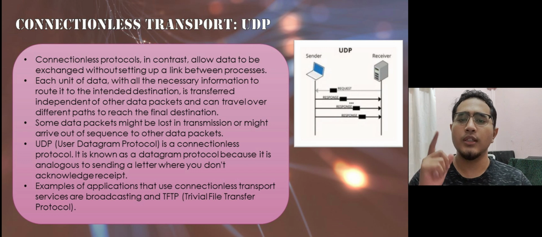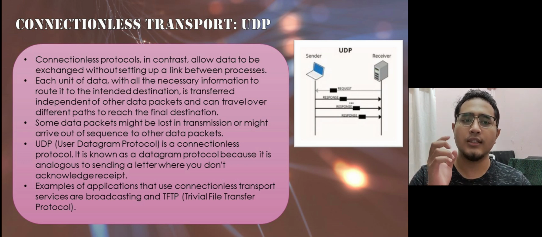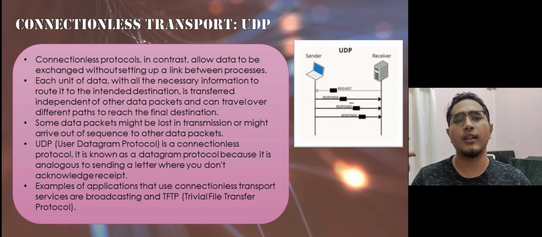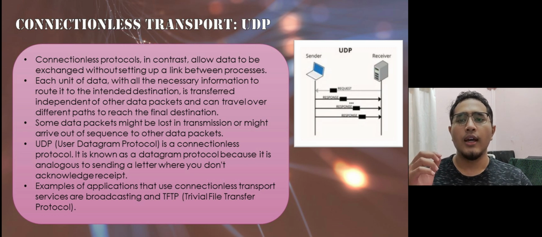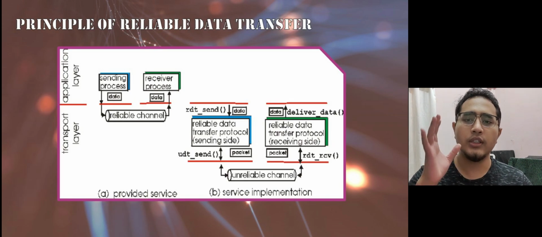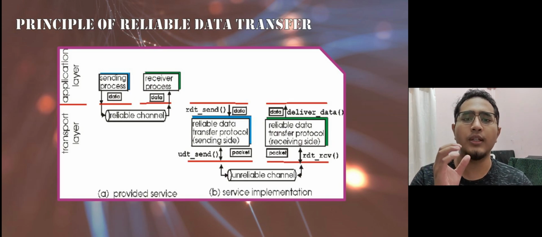UDP, User Datagram Protocol, is a connectionless protocol. It is known as a datagram protocol because it is analogous to sending a letter where you don't acknowledge receipt. Examples of applications that use connectionless transport service are broadcasting and TFTP, Trivial File Transfer Protocol. And then there is a picture of the UDP network diagram. Now let's go to the principle of reliable data transfer.